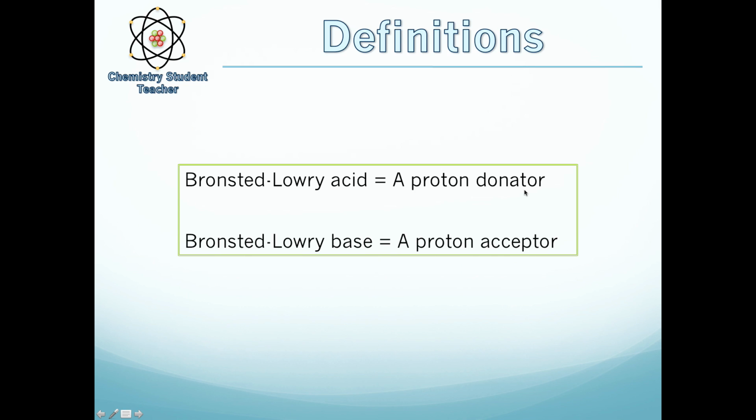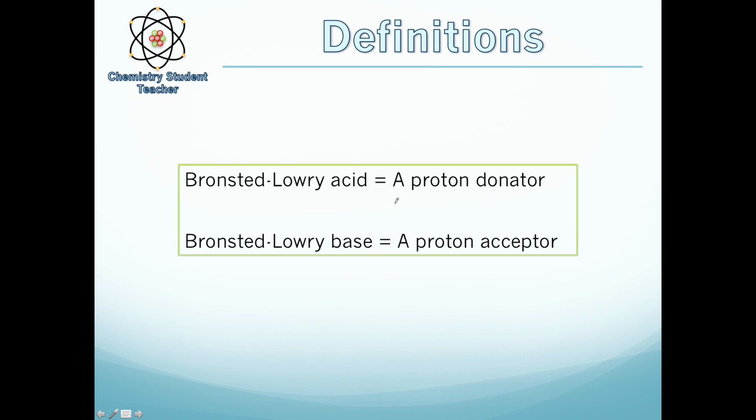So let's start with the definitions of an acid and a base. Well, there are several different definitions out there depending which ones you're looking at. So here we are talking about a Bronsted-Lowry acid. There's a different definition for a Lewis acid and a Lewis base and things like that. But at A level you'll mainly focus on this.